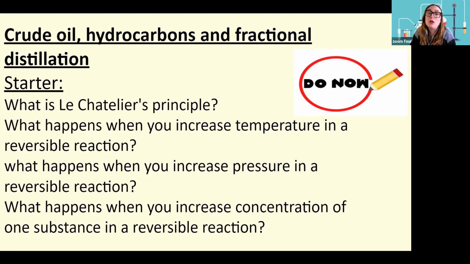So the questions are, what is Le Chatelier's principle? So in general, don't worry about word for word if you can't remember it, but thinking about what in general it means. In a reversible reaction, if you increase the temperature, which sort of direction will it go towards? If you increase pressure, which direction will it go towards? And lastly, what happens when you increase concentration of one substance in a reversible reaction in terms of the shift of equilibrium? So where does it shift towards?